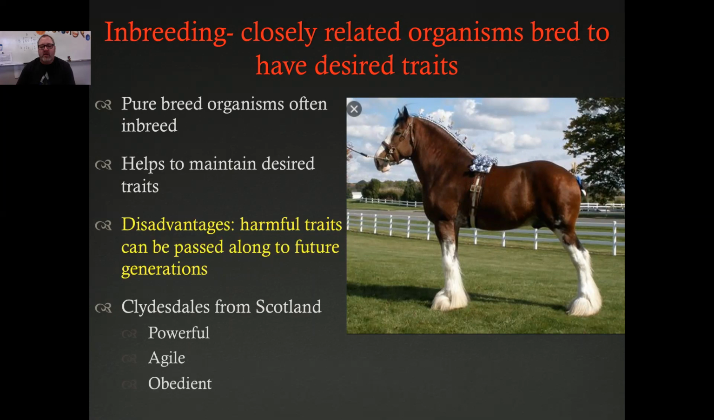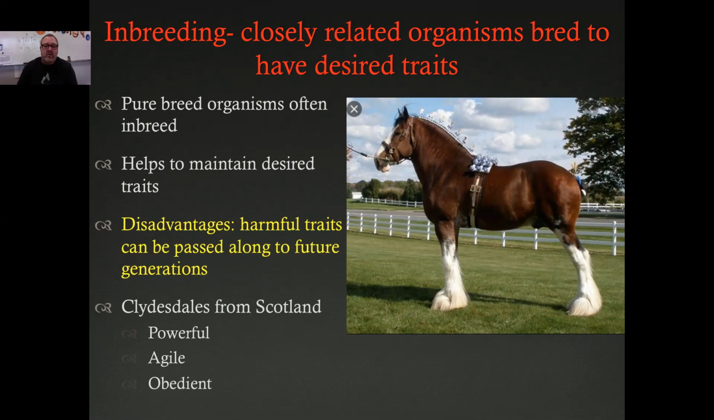Now, inbreeding can also occur artificially because humans have traits that we're desiring in an animal. For example, the Clydesdale initially came from Scotland, and it was inbred because of, number one, large size. It's very muscular, powerful, agile and very obedient. So it was bred as a workhorse for people that worked on farms and things like that.